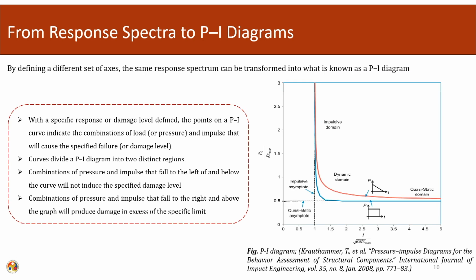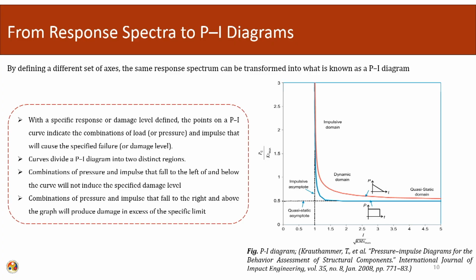By defining a different set of axes, the same response spectrum can be transformed into what is known as the PI diagram. With the specific response or damage level defined, the points on a PI curve indicate the combination of load or pressure and the impulse that will cause the specific failure or the damage level.